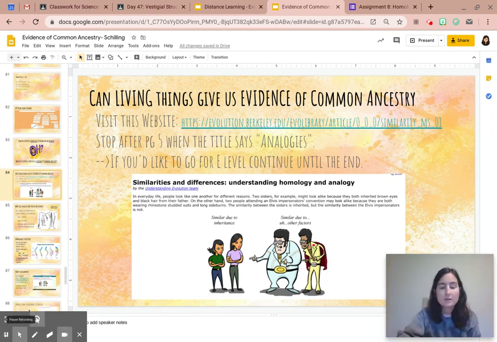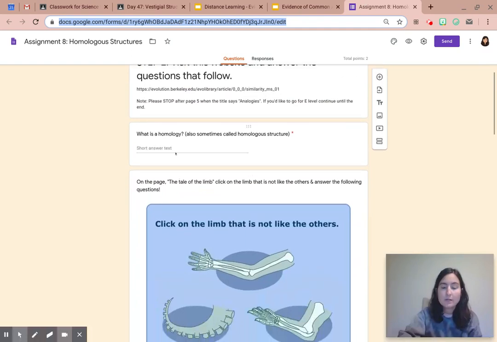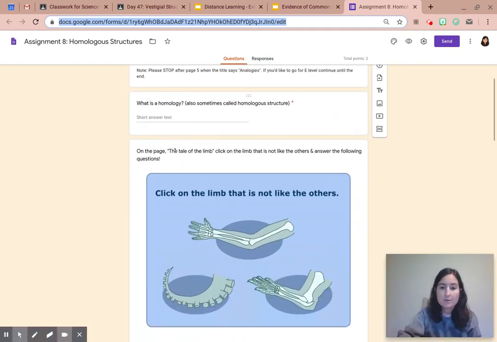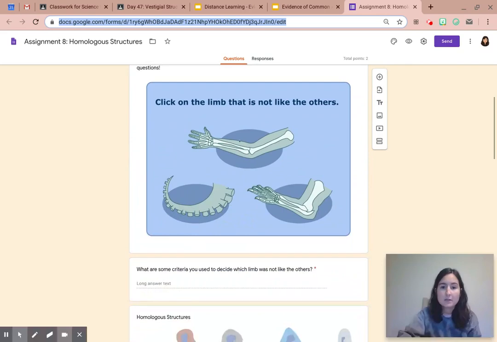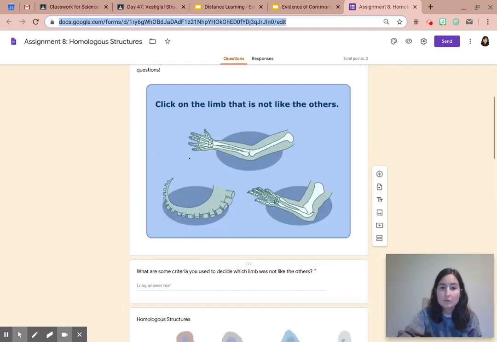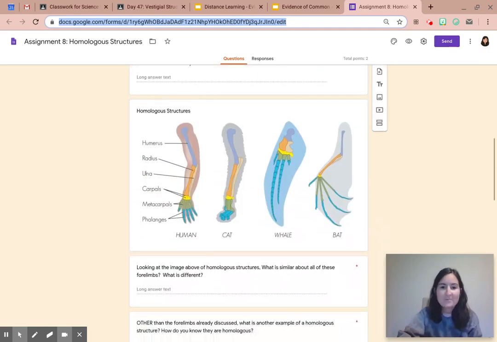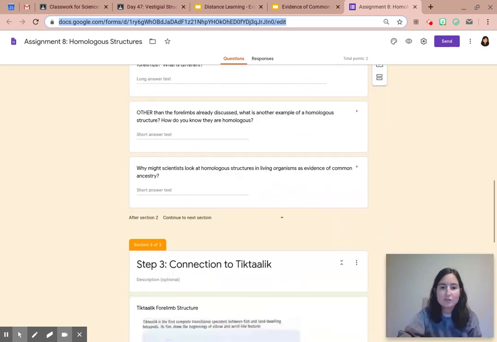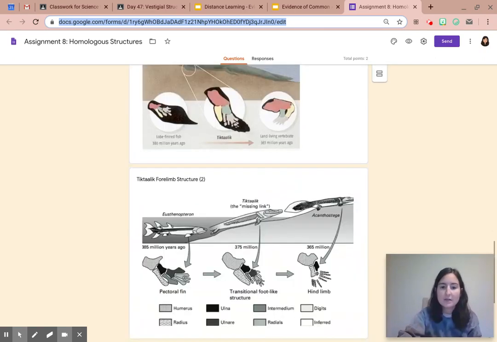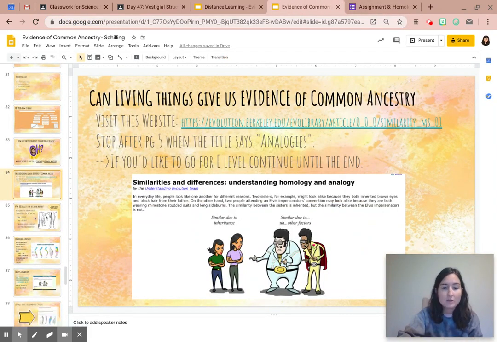So what you're going to do is you're going to go to this website. And as you explore the website, answer some of these questions in today's Google form. So it's going to ask, what is homology, also known as homologous structures. You're going to click on some limbs that aren't like the others. Tell me what criteria you use to determine which one of these things is not like the other. And it kind of goes into those different homologous structures and some questions, and then goes back to our Tiktaalik example. So once you're done with that, you can turn it in.